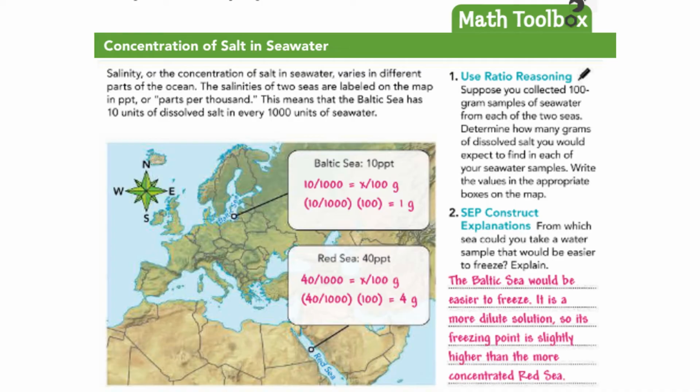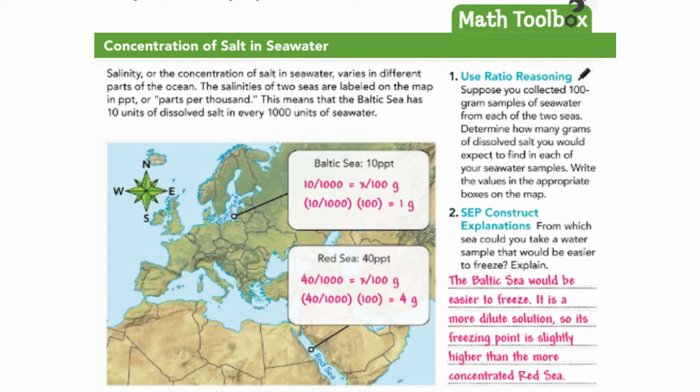So then we're going to solve that by multiplying by 100 on both sides, and we're going to end up with 1 gram. Then for the Red Sea, it's 40 ppt, so that's 40 over 1,000. The same thing, x over 100, because we don't know how many grams of salt there are. And then we're going to multiply both sides by 100 to get 4 grams of salt.